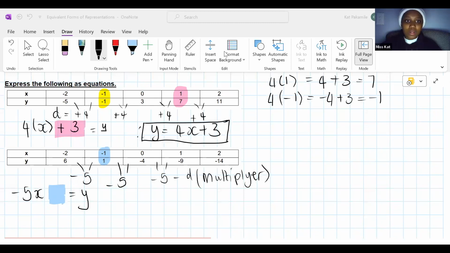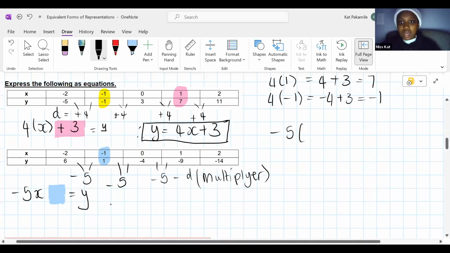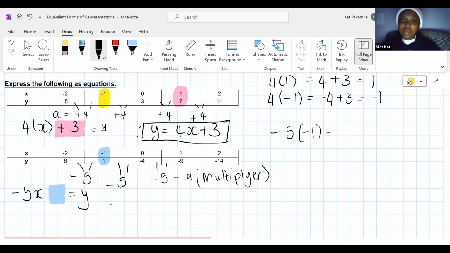Look at the table. It is positive 1. See, my x is negative 1 and y is positive 1. So let's see how we're going to get there. If I say negative 5 times negative 1, how much is that going to give me? You're going to get a positive 5.